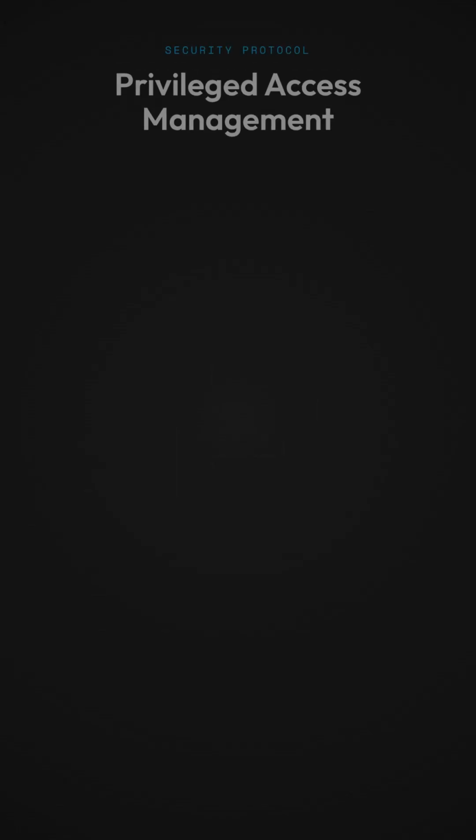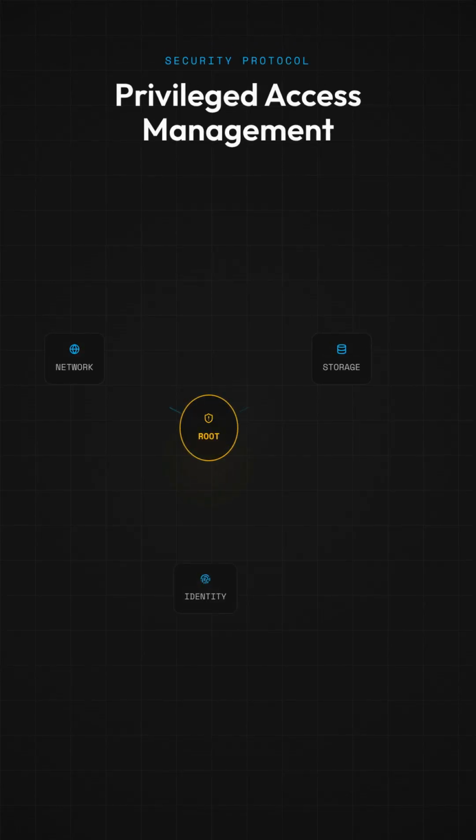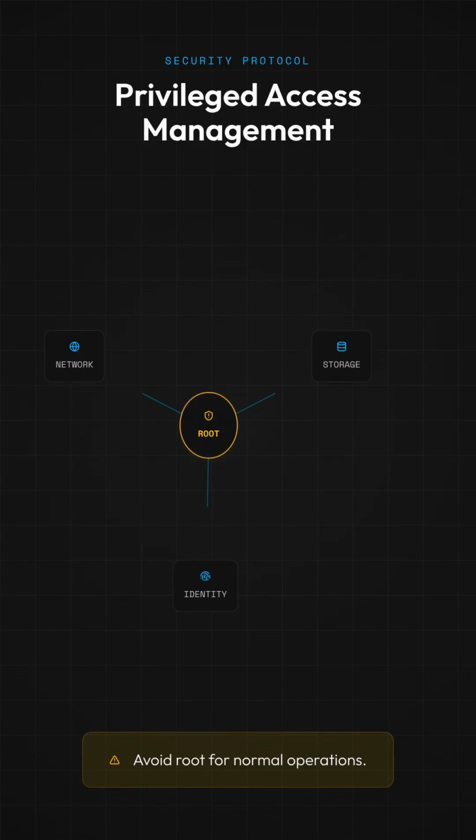Now, we need to talk about the root user. Root is the all-powerful administrator. It can do anything, including deleting the entire system. If your root account is compromised, your entire AI worker is compromised. Because root is so powerful, we never operate production systems as root during normal work.